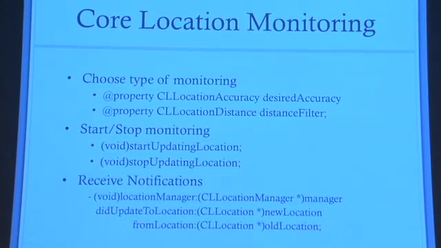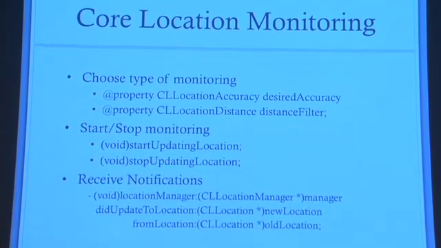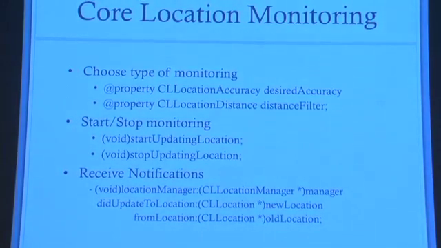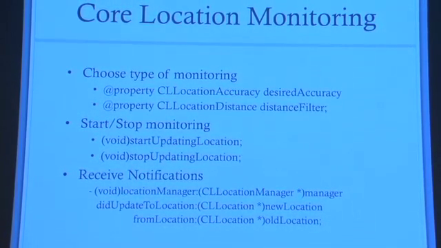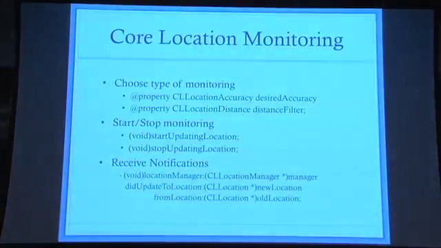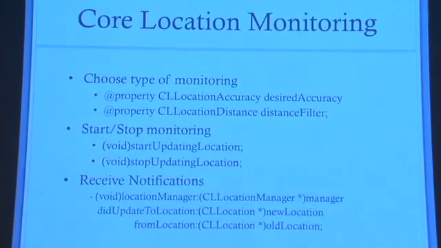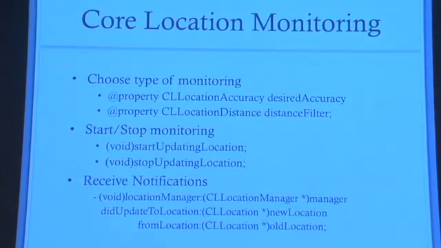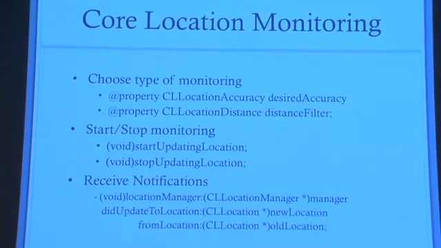Okay, so core location monitoring. You're going to want to choose the type of monitoring that you want to do. So you can set your desired accuracy. And then you can also set the CLLocationDistance filter, which will say, okay, give me an update if the user moves over 1,000 meters, something like that. And then there are two methods to start updating the location and to stop updating the location. And then you can receive notifications by doing this in your delegate: locationManager:didUpdateToLocation:fromLocation:.